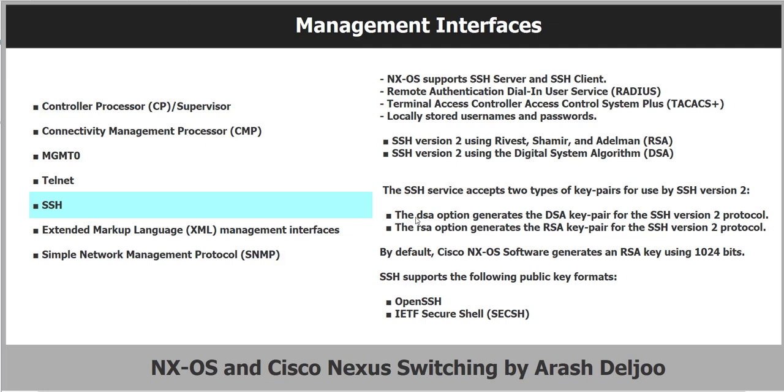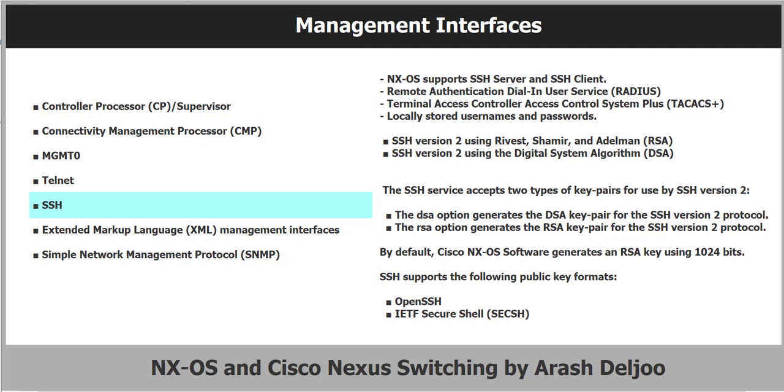First, the DSA option generates the DSA key pair for the SSH version 2 protocol, and the RSA option generates the RSA key pair for the SSH version 2 protocol. In this video, we will see SSH version 2 with RSA, as maybe you remember it from the CCNA course. By default, Cisco NX-OS software generates an RSA key using 1024 bits, but you can increase it to, for example, 2048 bits.